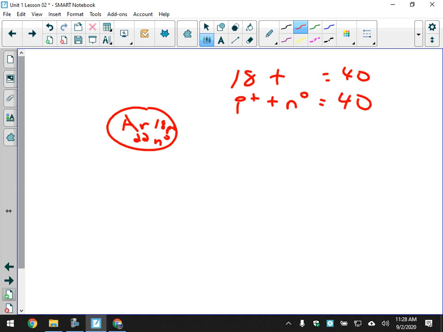How many neutrons do I need to have? The answer is 22. 22 and 18 is 40, yes? Okay, so I have 22 neutrons in this particular atom, okay? So 22. Basically, if you want to find them, there are different ways of doing this, but basically if the weight's 40, 18 of the weight is protons.